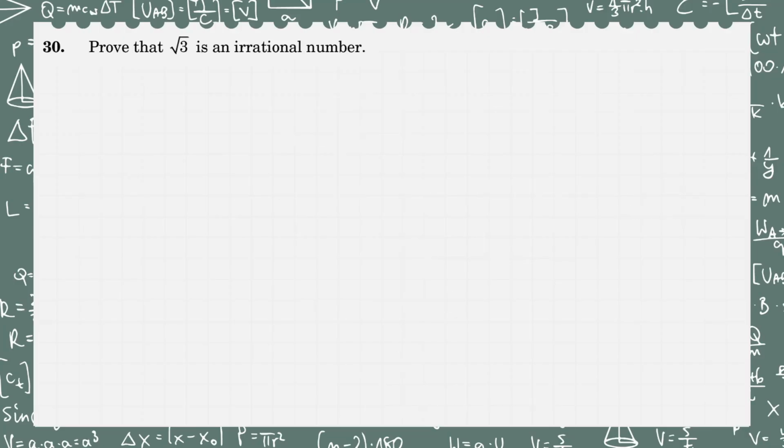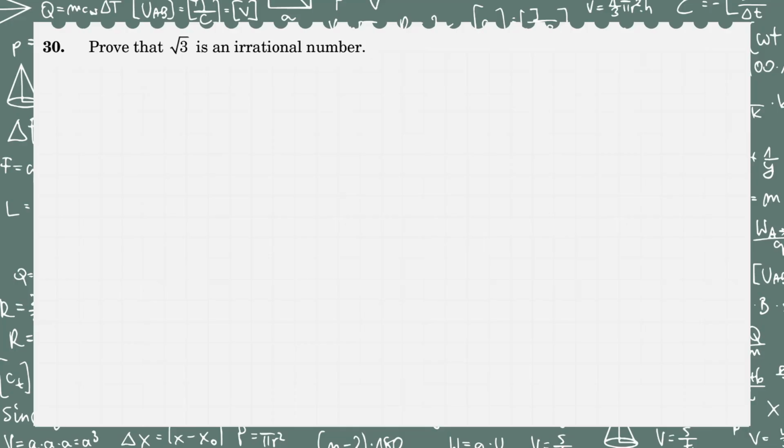Let us move on to the next. Sum 30. Prove that root 3 is an irrational number. So whenever we need to prove some number as irrational, we always use the method of contradiction for proving it, right? So what do you mean by method of contradiction?